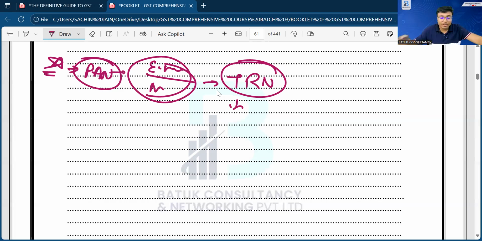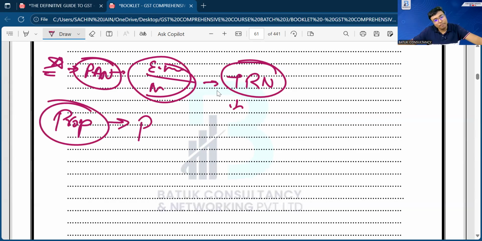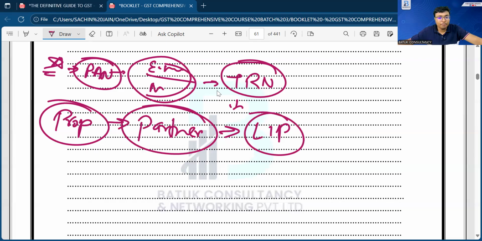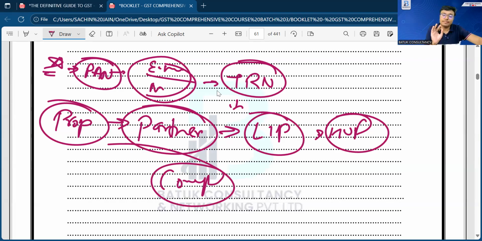When you are taking the GST registration, you can take it as a proprietorship concern, a partnership concern, an LLP, a HUF firm, or a company. If you are taking the GST registration in the capacity of proprietor, in that case, you have to provide the details of the proprietor, like the Aadhaar card, the name, the father's name, and the address of that particular person.